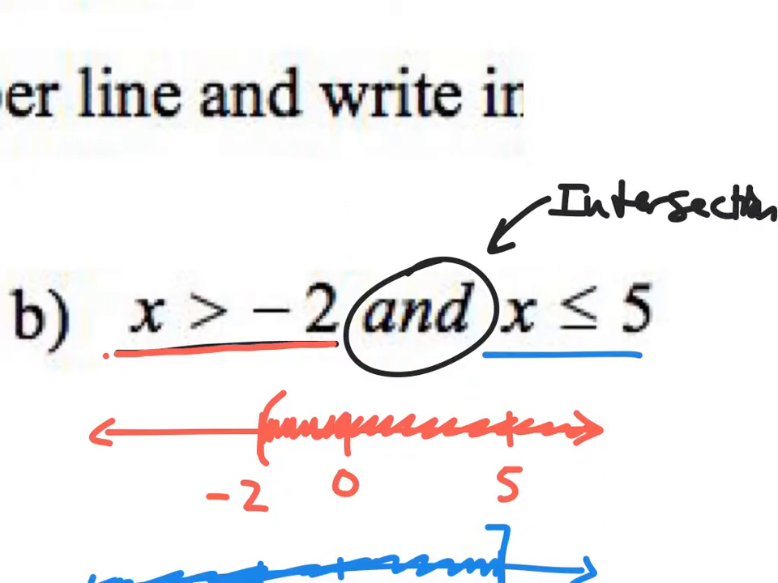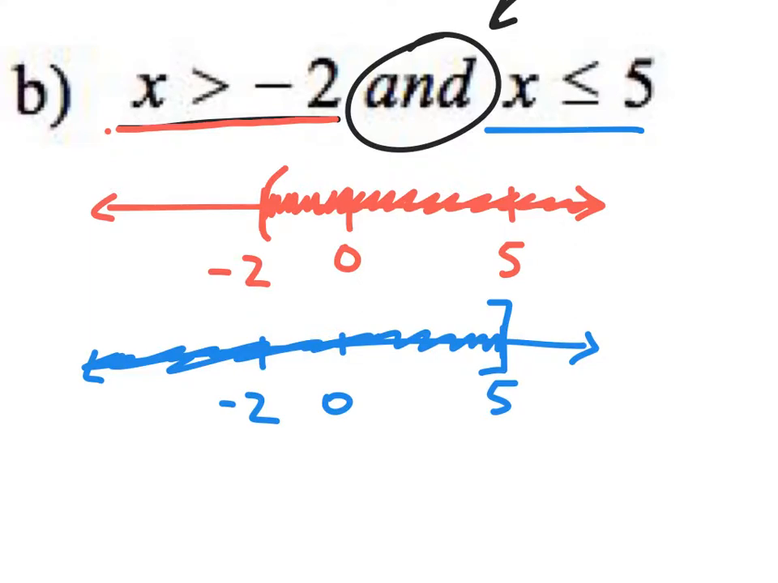So the question is, if I were to combine both of these graphs into one, where would I have common points? And that would be when you're less than 5, but at the same time greater than -2. So let's draw the compound inequality.